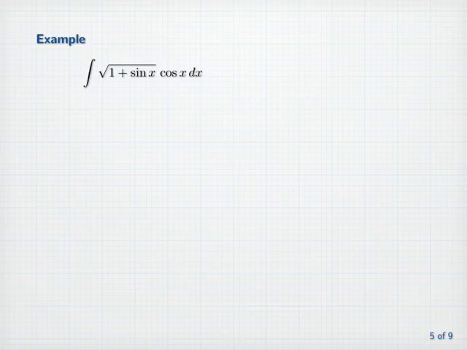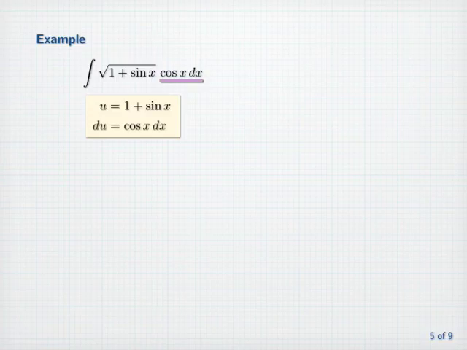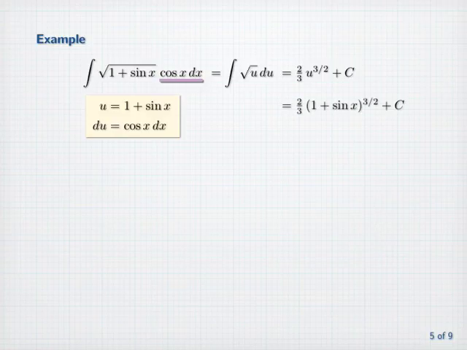Let's first notice that we have cosine x dx outside of the square root here, and that cosine x is precisely the derivative of what's under the square root, 1 plus sine x. So we'll substitute u equals 1 plus sine x, for which du is cosine x dx, and so our integral becomes simply the integral of the square root of u du. This is 2/3 of u to the 3/2 power plus c, and now we go back and replace u with 1 plus sine x for our final result.